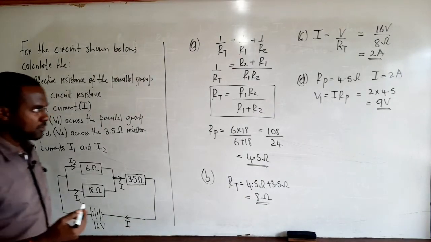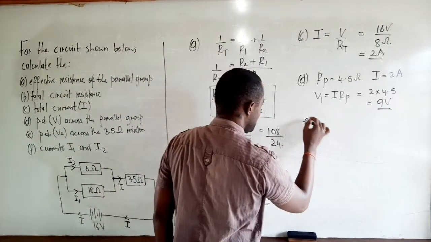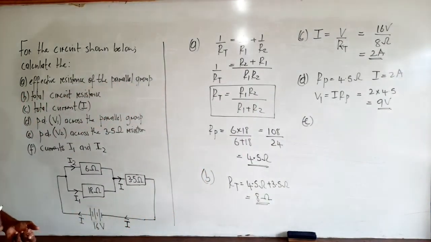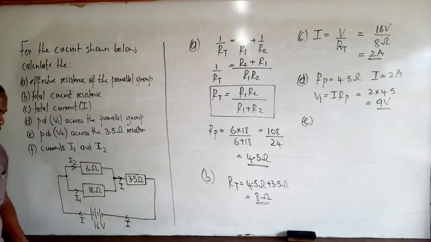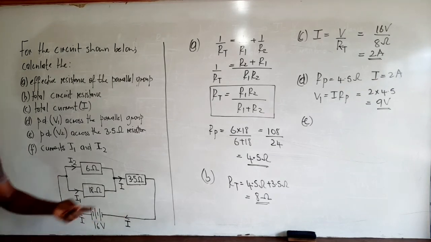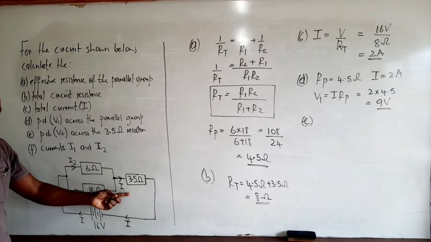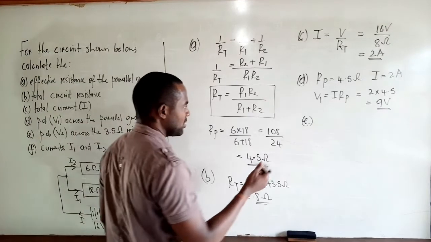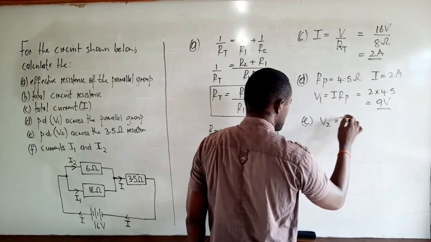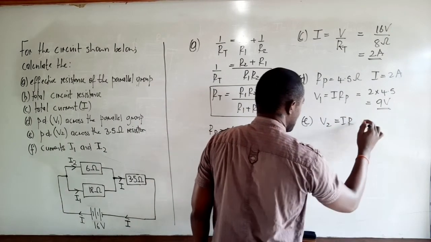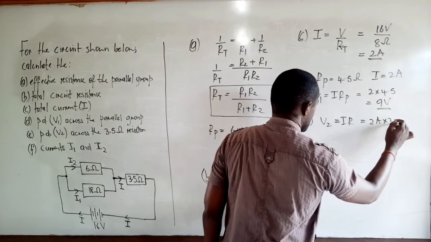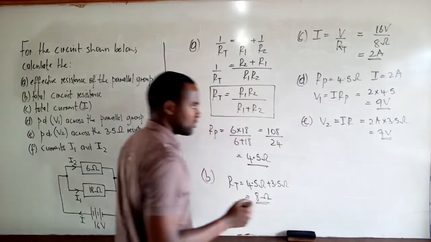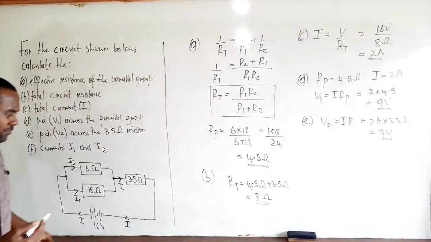Part E. Now, having calculated the PD across a parallel branch, we can calculate the PD across the 3.5 ohm resistor in two ways. The first way is to basically multiply the current flowing through it by its own resistance. So let's call it V2. V2 is equal to IR, and that will give us 2 amperes times 3.5 ohms, which of course gives us 7 volts. So that was one way of calculating the PD V2.